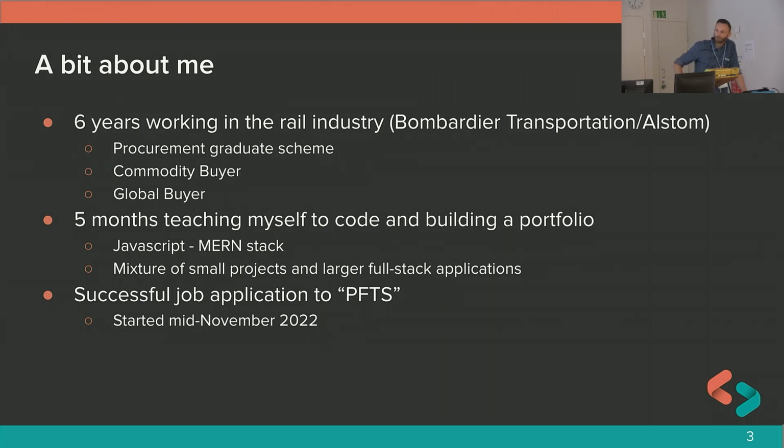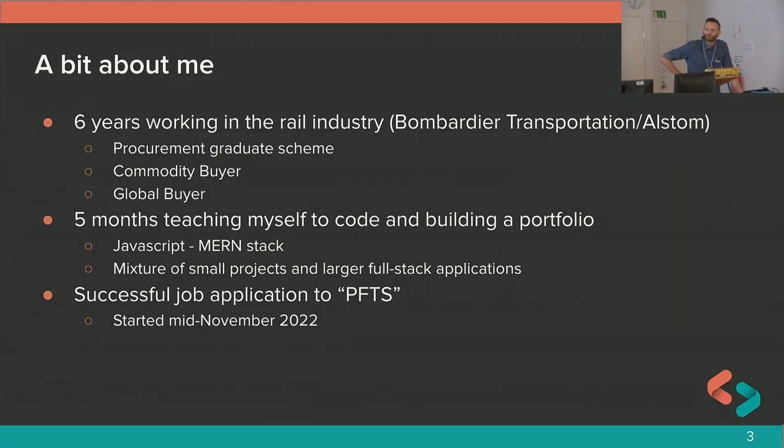So I started applying for jobs back in sort of September, October last year. And for those of you that know anything about UK politics, that's just when Liz Truss decided to crash the UK economy. So the job market really closed up, but thankfully people were still hiring. One of those was PTFS.